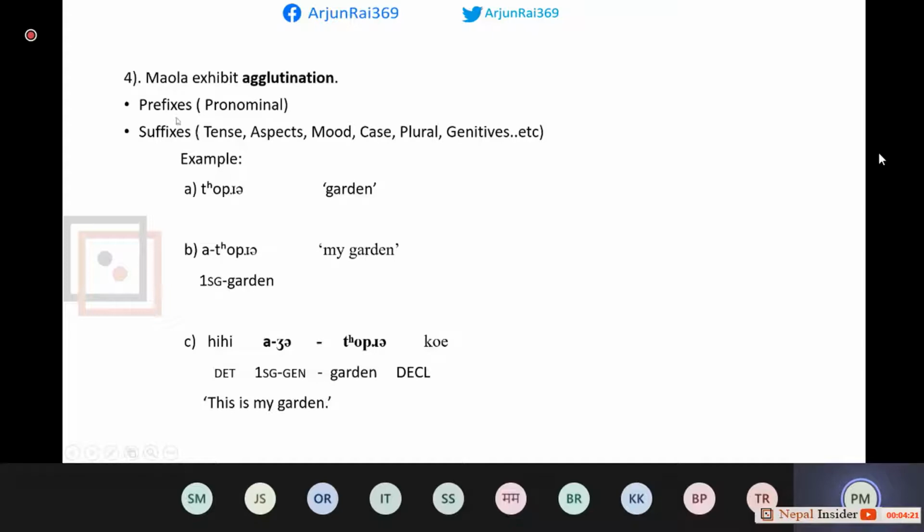Maola is also an agglutinative language, and although infixes are absent, prefixes and suffixes are present. Most of the prefixes are pronominals, and the tense, aspect, mood, case, plural marker, and genitives are all suffixes. As we can see in example C, here, aj is the first person singular and je is the genitive, which is suffixed to the free morpheme, that is the garden.